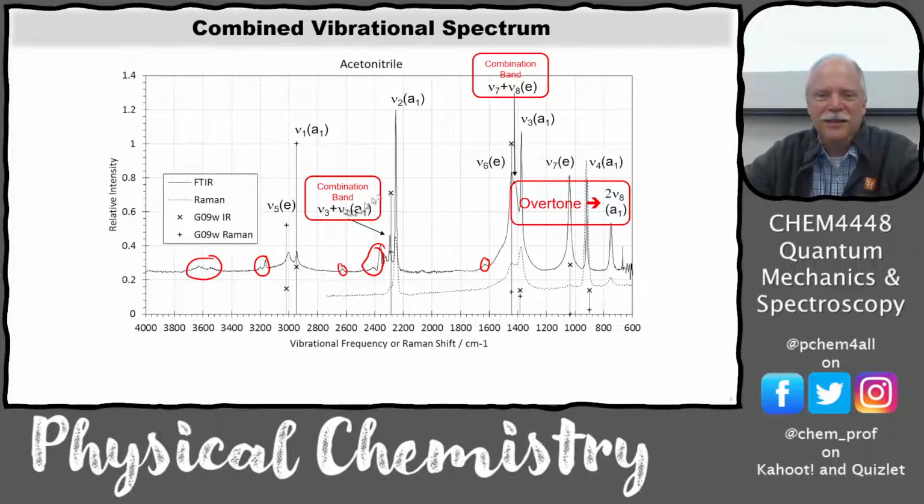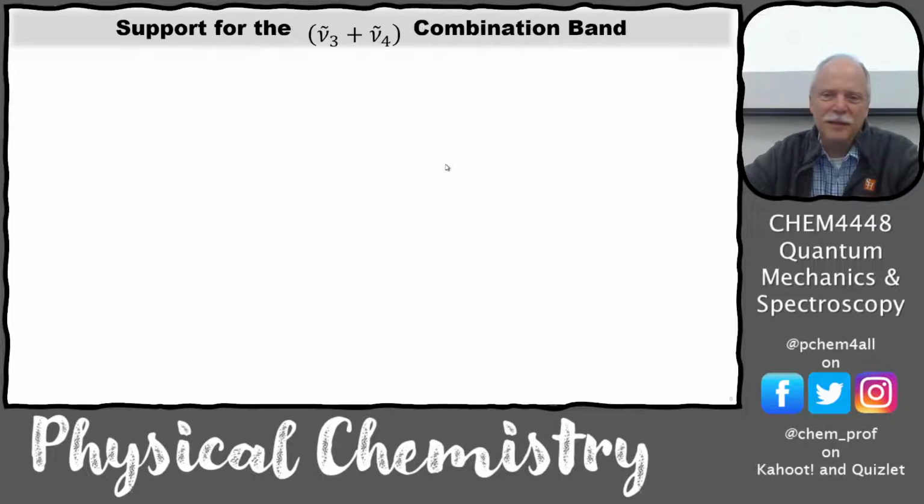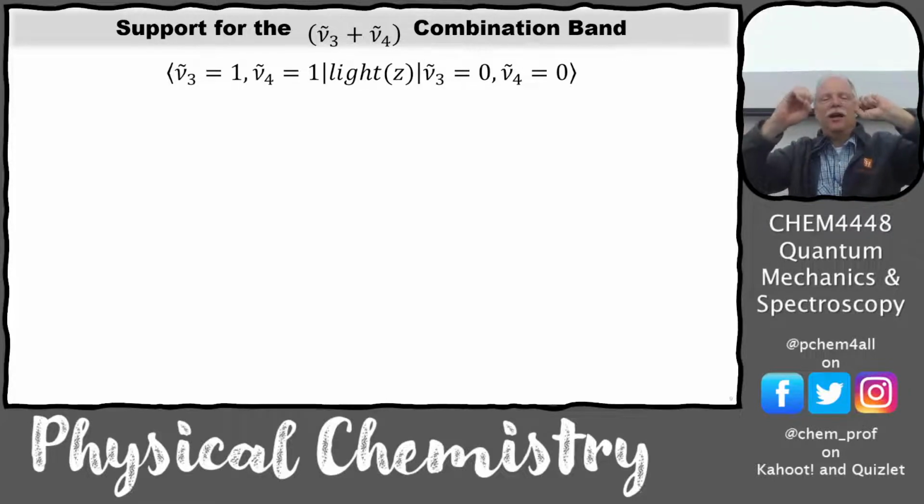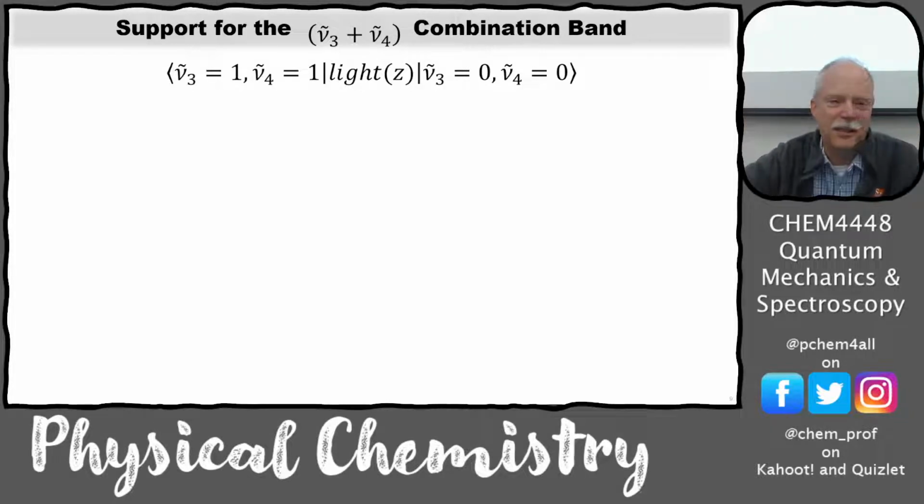So let's look at these combination bands. Here's the nu 3 plus nu 4 combination band in acetonitrile. I'm not showing all 8 quantum numbers. I'm just showing the 2 that change, because it would be 0, 0, 0, 0 on the right and the left, and so those would all essentially cancel each other out. But we have the ones that change.